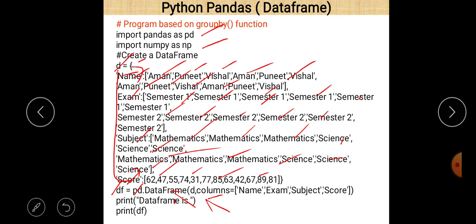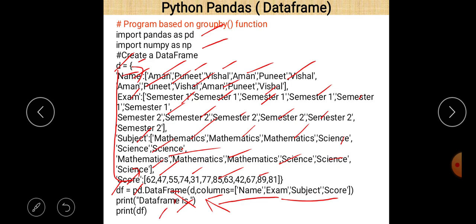And then columns are given here. By default, if it is not given, then keys play the role of columns here, but their columns are explicitly defined. You can easily see name, exam, subject, score here. So after that, there is a print statement, data frame is, and then print df.